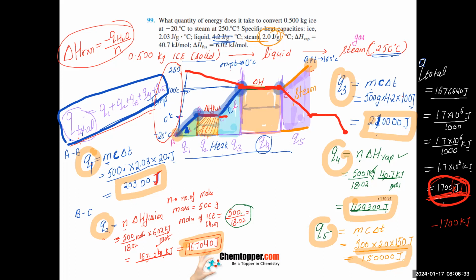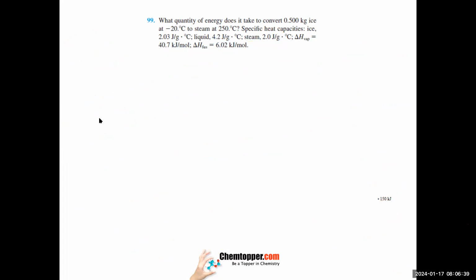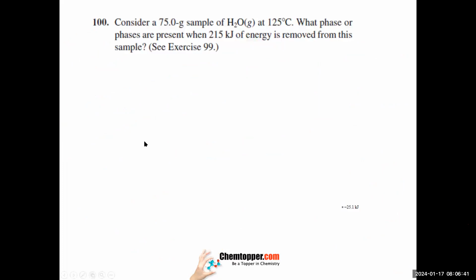So any questions about heating and cooling curves? No? Let's do this question. Okay. For this, I need this diagram again.